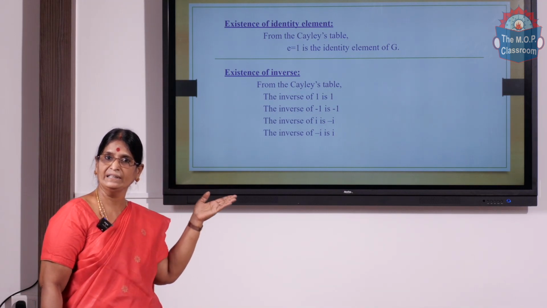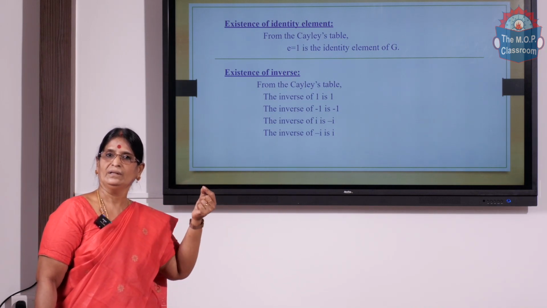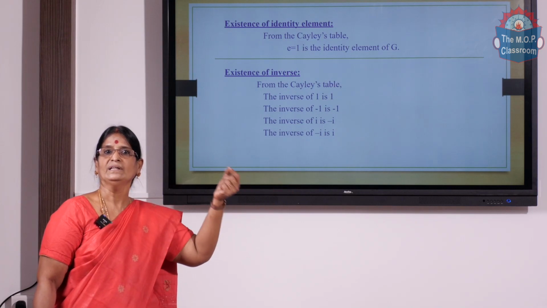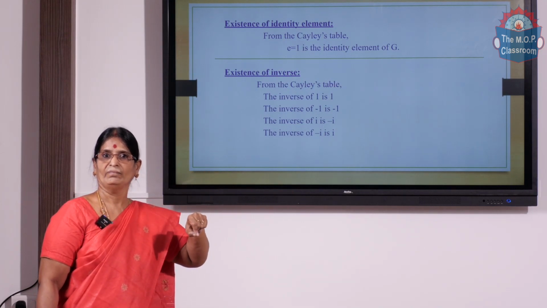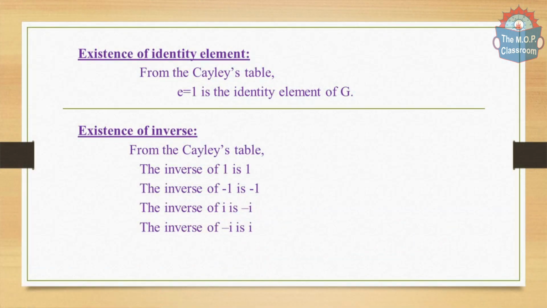The inverse of 1 is 1. So, 1 into 1 gives me 1, which is the identity element. So, the inverse of 1 is itself. Now, let us consider minus 1. What is going to be the inverse of minus 1? Minus 1 into minus 1 gives me 1, the identity element. So, the inverse of minus 1 is itself, minus 1.